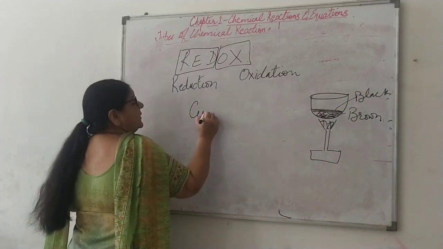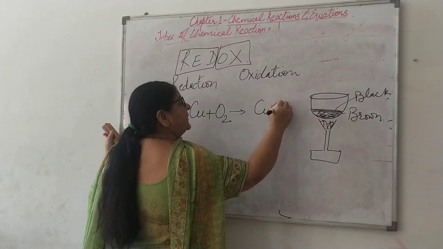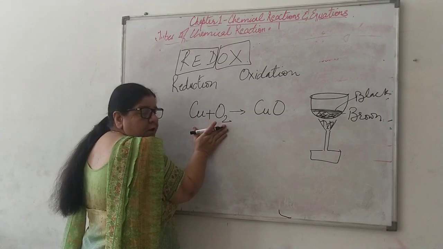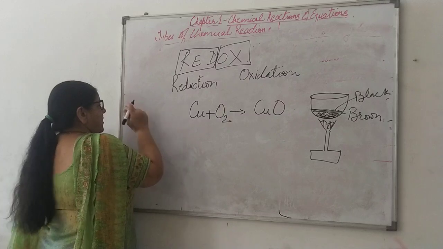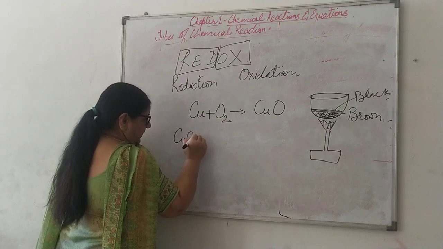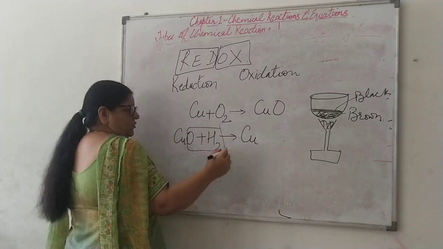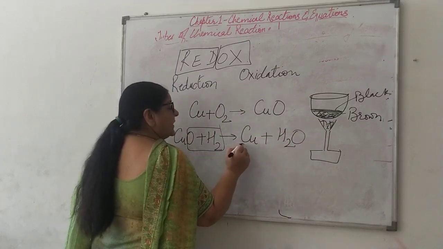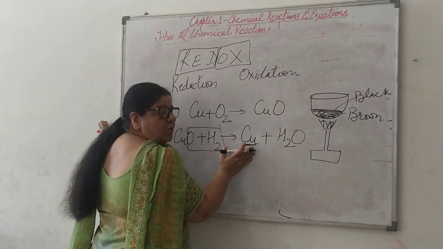Why does it turn into black color? Because copper, when it is heated in the presence of oxygen, forms copper oxide. So what is being done in this? Oxygen is added to copper, so it gets oxidized to copper oxide. Now if in this copper oxide we pass hydrogen over it, it will form Cu plus H2O, H2 plus O will form water. So again copper will be formed. Again the reverse reaction will take place and this will turn into brown color.